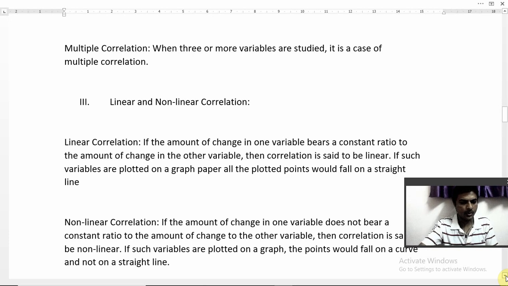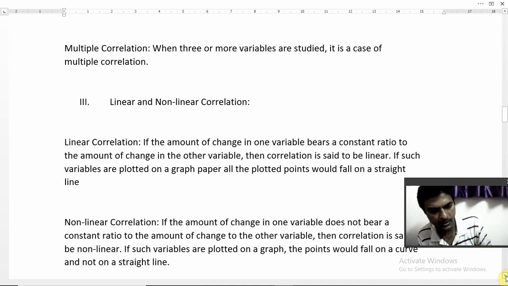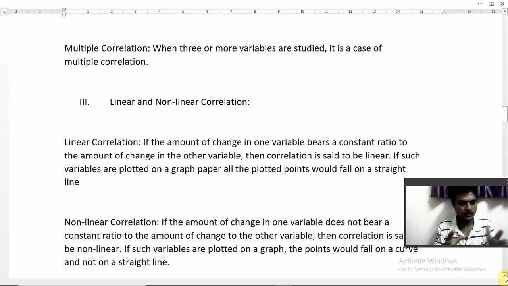This is very, very important. If the amount of change in one variable bears a constant ratio to the amount of change in the other variable, then correlation is said to be linear. Suppose you plot points on paper, all the plotted points fall on a straight line. It is assumed that to produce 1 unit of finished product we need 10 units of raw materials. Then to produce 2 units of finished product we need double that. So this is how we can say this is linear correlation.